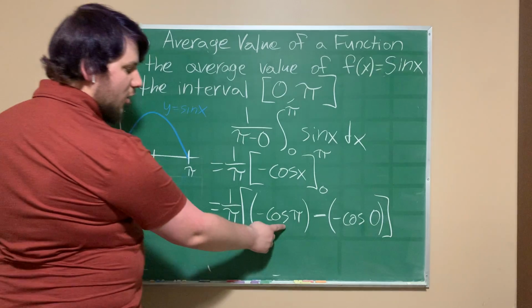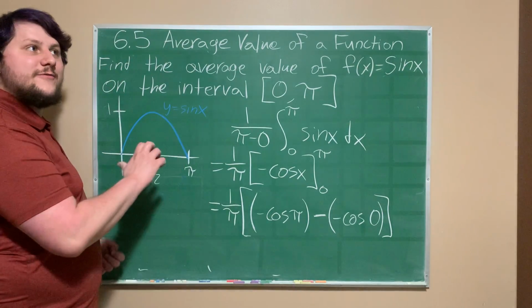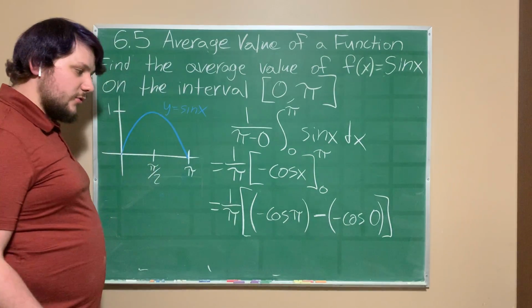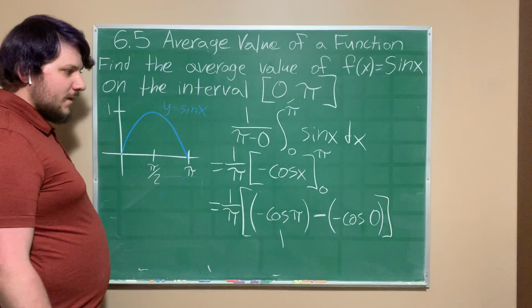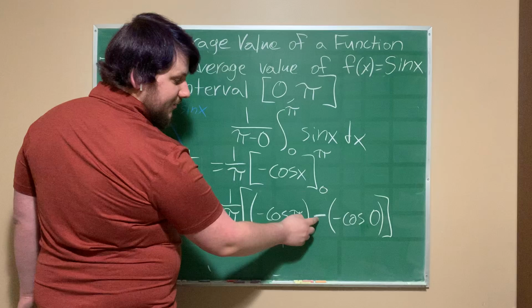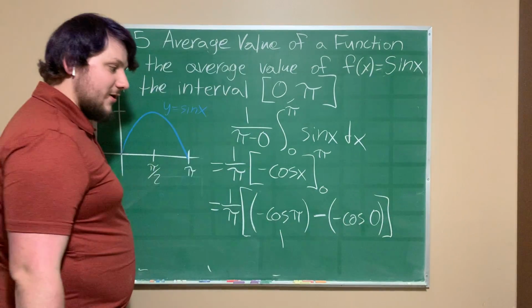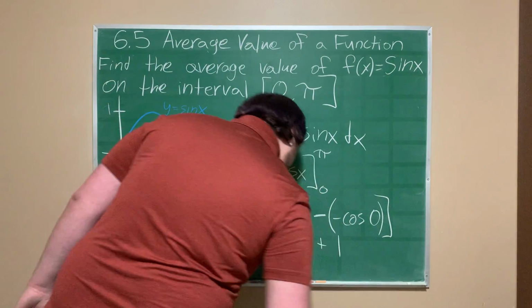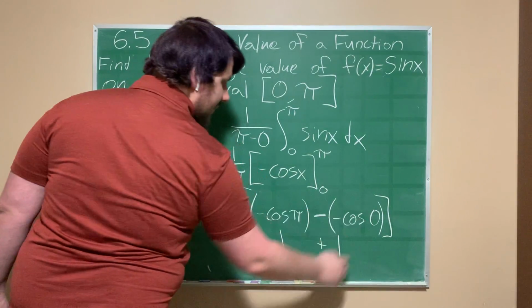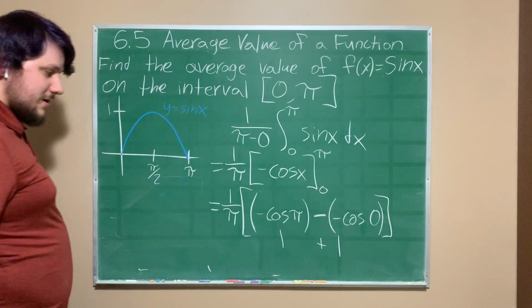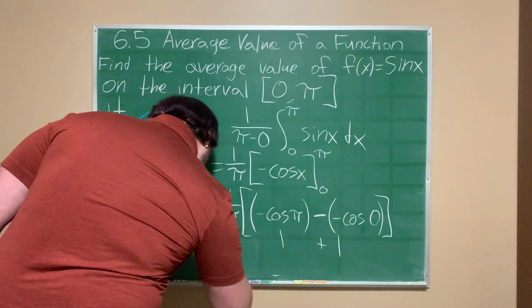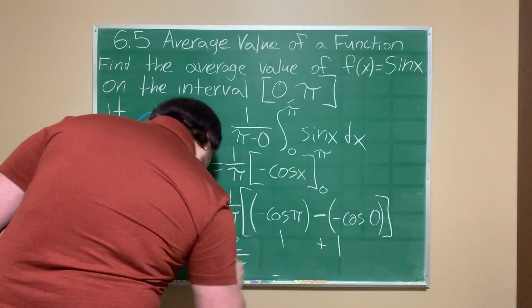Okay, now the cosine of pi, we are looking on the left side of the unit circle now. This is going to be negative 1. So the negative cosine of pi is going to be positive 1. The cosine of 0 is positive 1. So when I subtract the negative cosine of 0, I'm going to get another positive 1 here. So negative cosine of pi minus negative cosine of 0 comes out to 2. And we divide the whole thing by pi. So the average value of this function will be exactly 2 over pi.